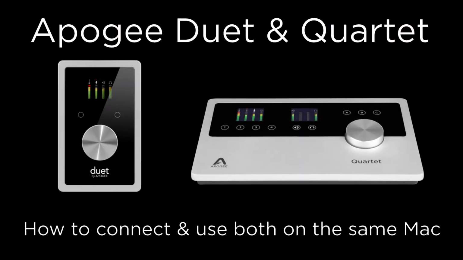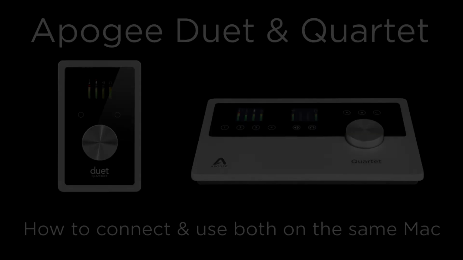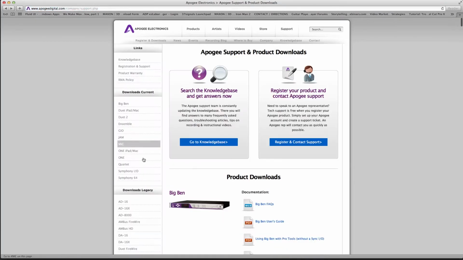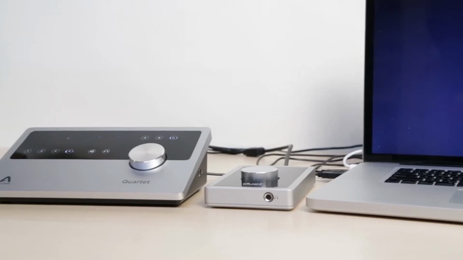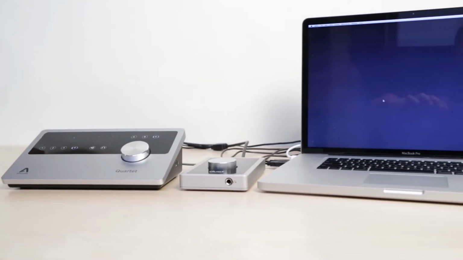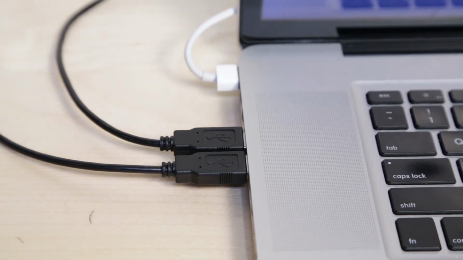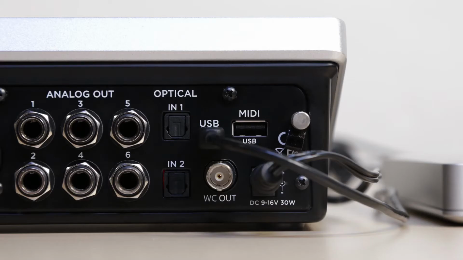In this tutorial, we will show you how to connect and use Quartet and Duet at the same time. First, make sure your Quartet and Duet firmware and software are up to date. Both devices must be directly connected to an available USB port on the Mac. You cannot daisy chain the second device from the first device's USB MIDI port.